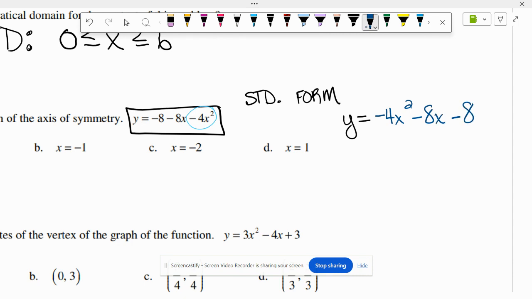Okay. How do I find the axis of symmetry? The opposite of b over 2 times a. Well, what is the opposite of the b term? What is the opposite of this term right here? Positive 8 over 2 times, what is the value of a? So I end up with a positive 8 over a negative 8.